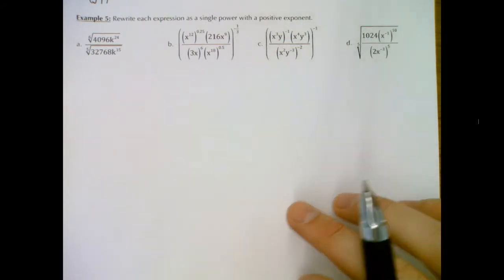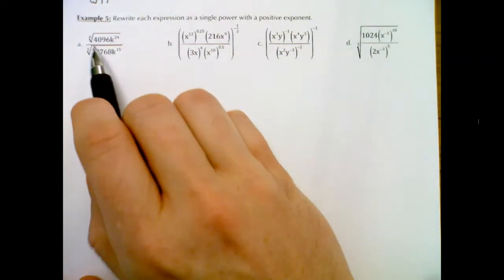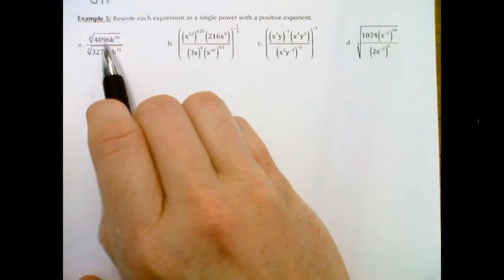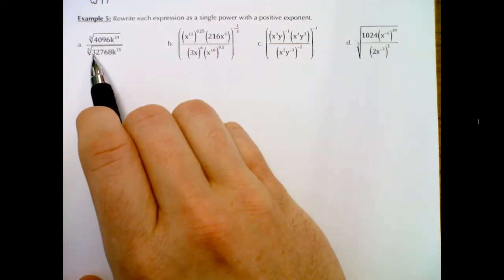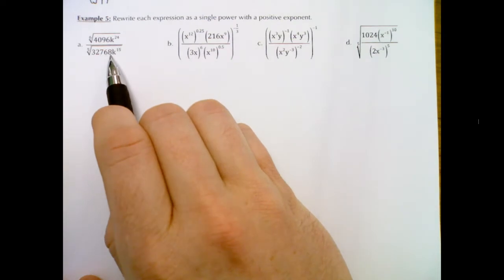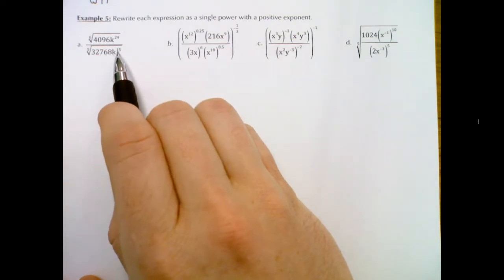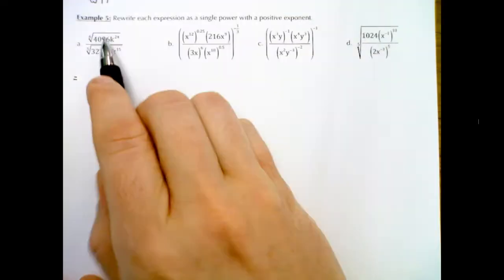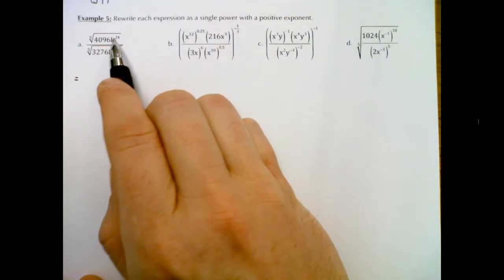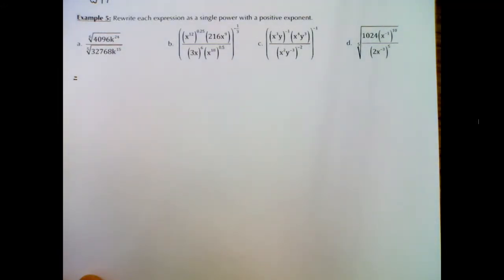Well, A, we have the 6th root of 4096 k to the exponent 24, over the fifth root of 32,768 k to the exponent 15. Well, what do we do here? Well, when you have a term that has both a coefficient and a variable with an exponent, you take the sixth root of both. So what's that mean?